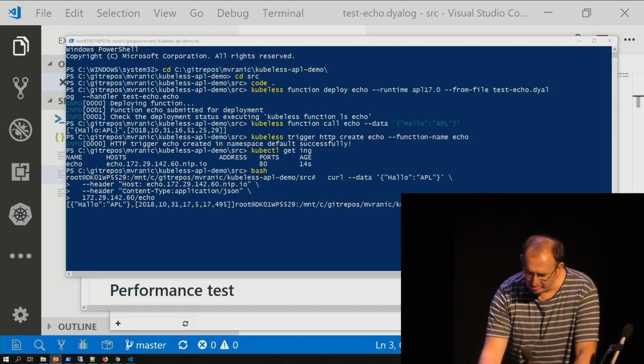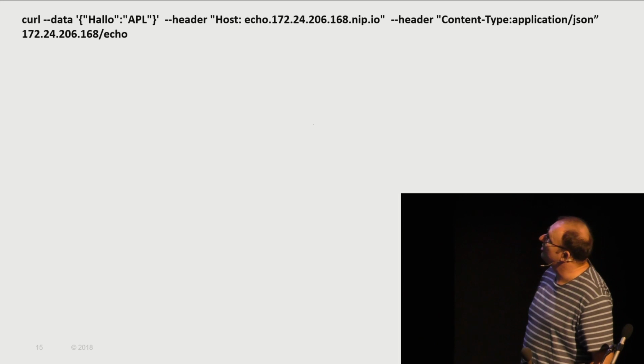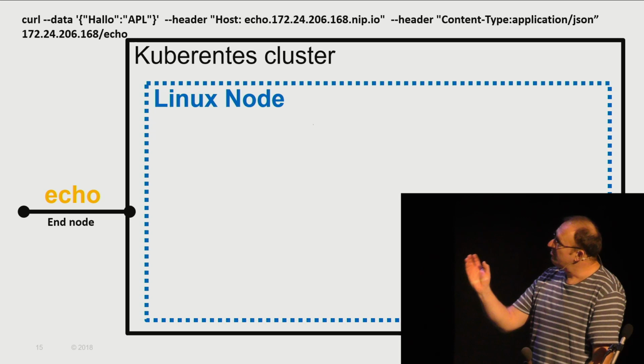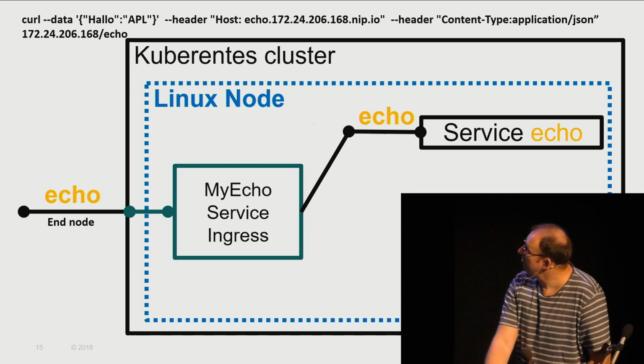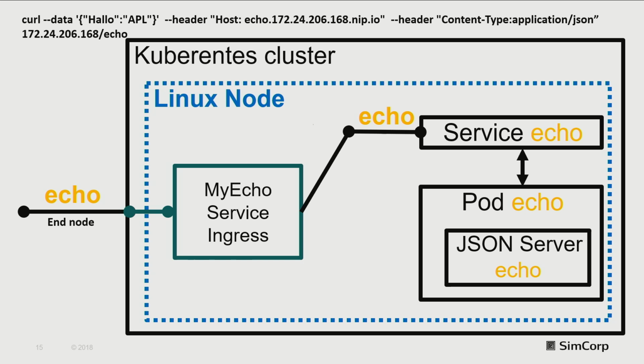Let's go back to PowerPoint. So what really happened when we call this curl, when we call this API, is the following. We had a Kubernetes cluster. On the Kubernetes cluster, we had the Echo node, and then in this Kubernetes cluster, we had a Linux node. Then there are my service ingress settings for that, so how to route. Then it found this service for Echo, and in the end it called the pod. And in the end, the JSON server executed this and sent the response back. It's straightforward and simple.